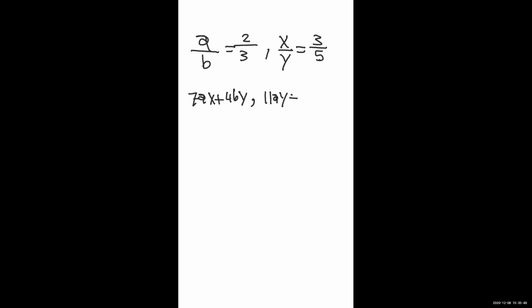Okay, the next question. If A over B equals 2/3 and X over Y will equal 3/5, prove that 7AX plus 4BY and 11AY plus BX, and 12 and 14 are proportional. Prove that these four values are proportional.